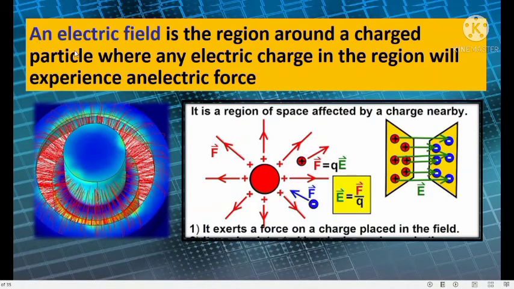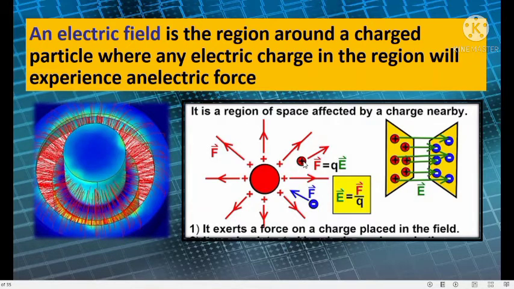What is an electric field? An electric field is the region around a charged particle where any electric charge in the region will experience an electric force. This is a 3D image of the electric field lines. Let's say we have a positively charged body. The region close to the charged body is the region that we call the electric field.